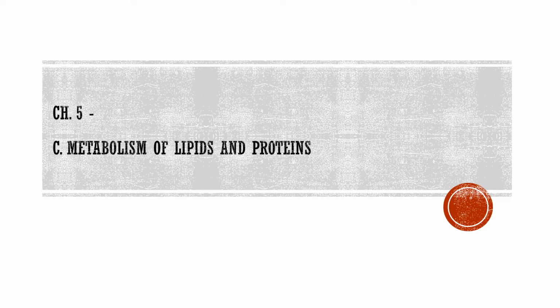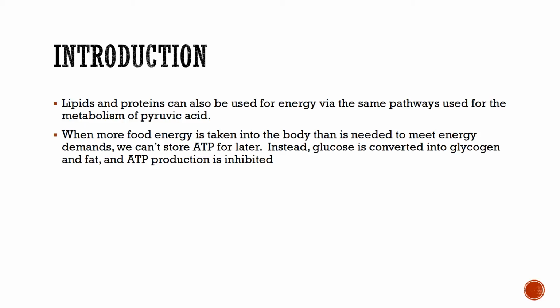This last section will look at metabolism of both lipids and proteins, which are also used for energy due to the same pathways that we metabolize pyruvic acid. So when more food energy is taken into our body than is needed, we can't store the ATP for later. Instead we have to convert glucose into glycogen and fat, and then ATP production is inhibited. So let's look into the pathway now.